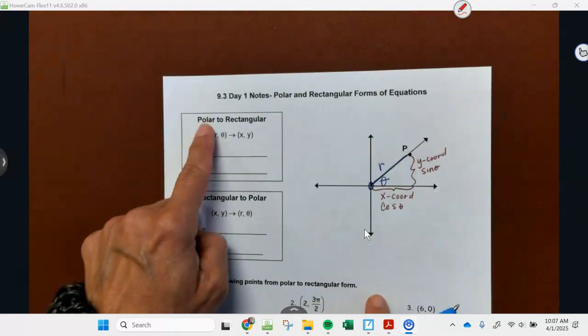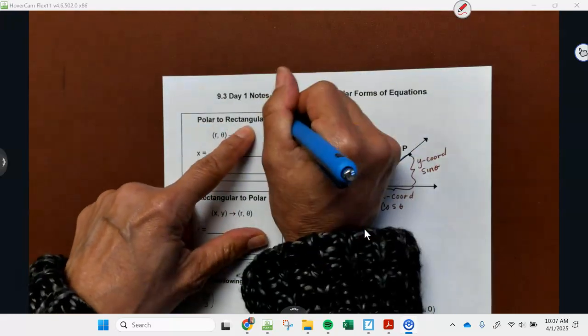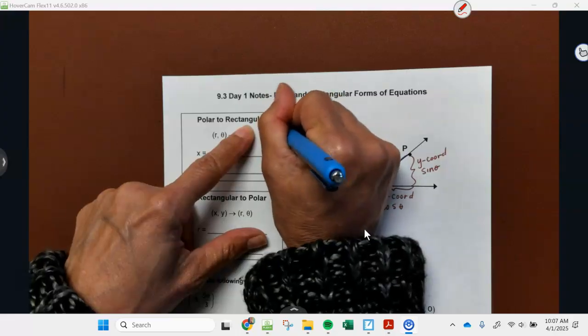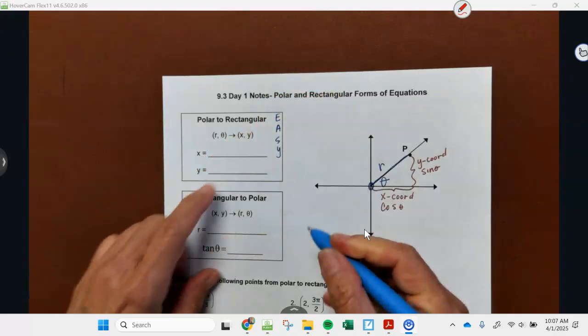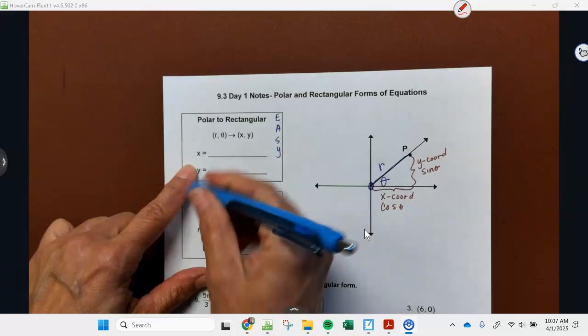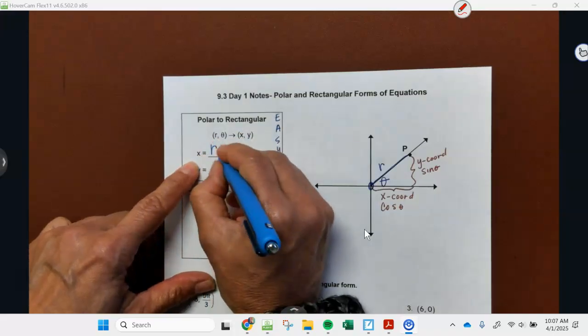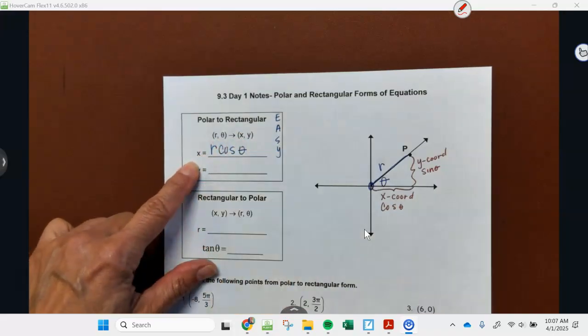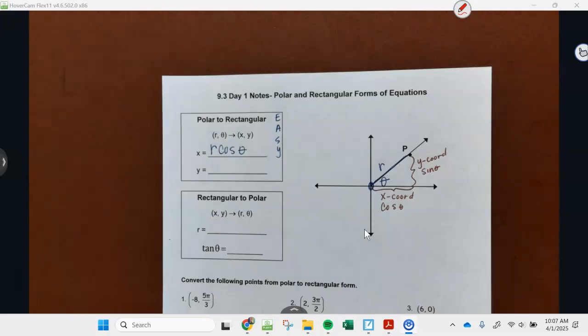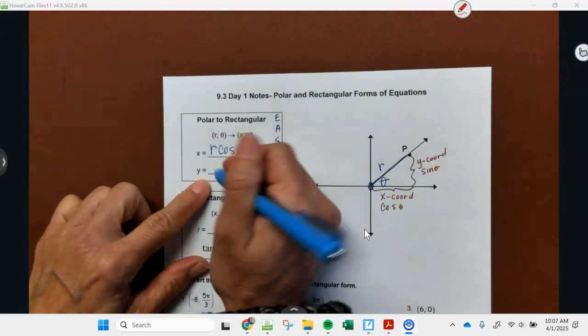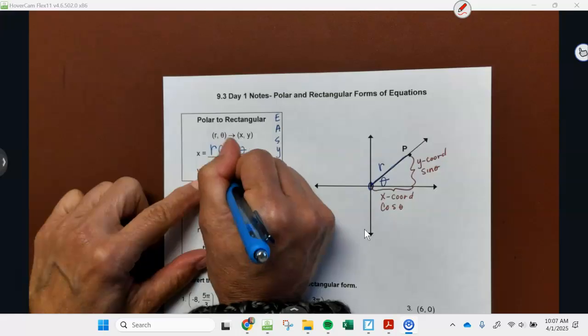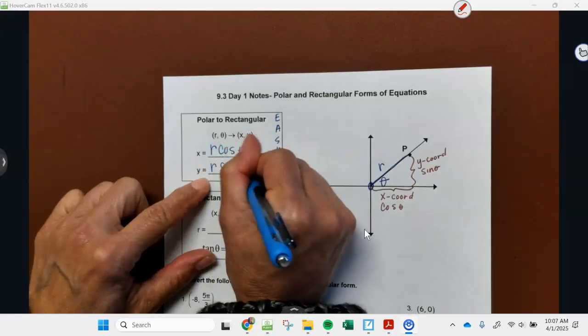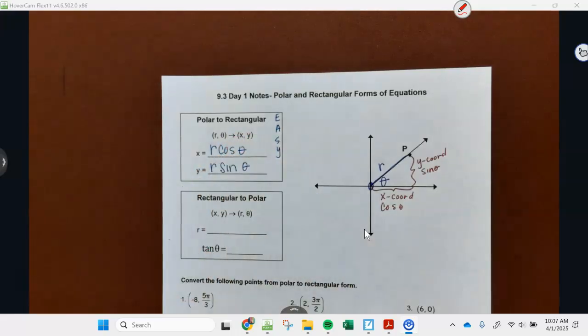Converting from polar to rectangular. Oh my goodness, this is so easy. All you got to do is take the R value and multiply it by the cosine value of the angle. Boom, that's the x coordinate. The y value, R times the sine, that's going to take you straight to the y coordinate.